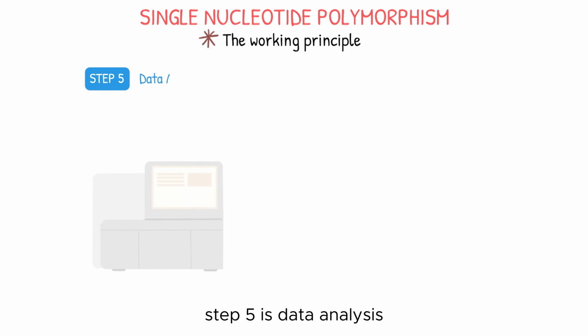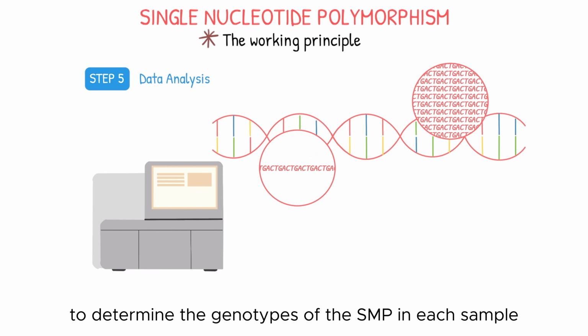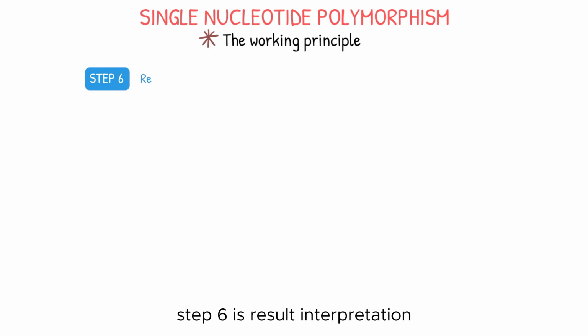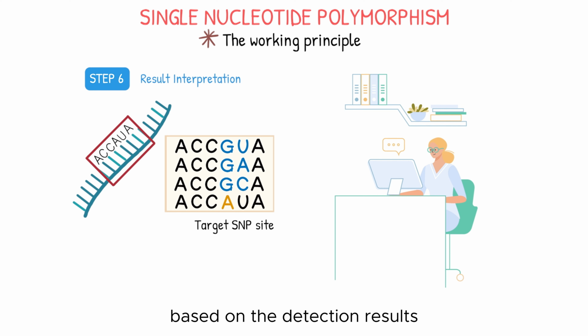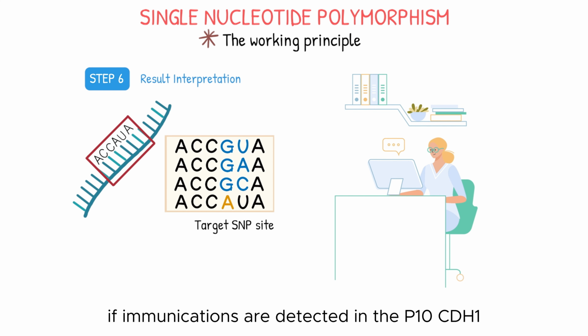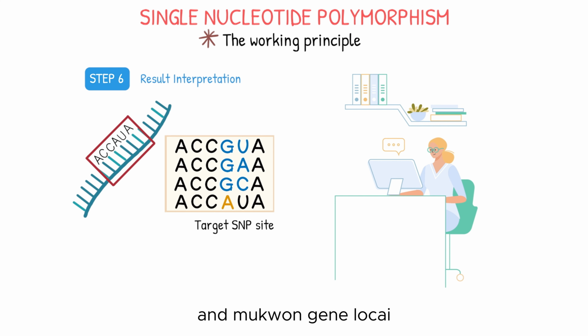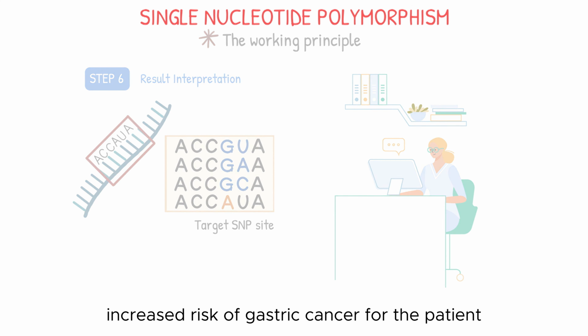Step 5 is data analysis, analyzing and interpreting the obtained data to determine the genotypes of the SNP in each sample. Step 6 is result interpretation, evaluating an individual's genotype at the target SNP site based on the detection results, assessing disease risks, predicting drug responses, etc. For example, if mutations are detected in the PTEN, CDH1, and MUC1 gene loci, it indicates an increased risk of gastric cancer for the patient.